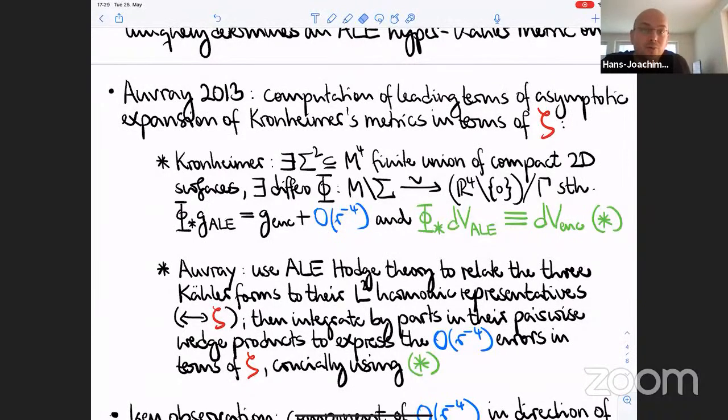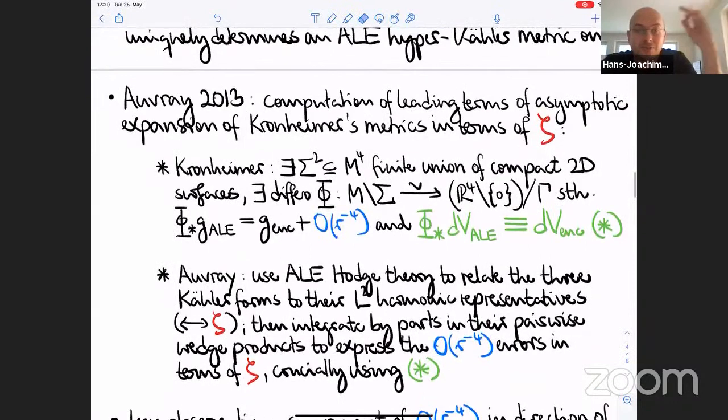And basically what you do is, you have a hyperkähler structure, so you have three parallel Kähler forms, and then you can use Hodge theory on ALE spaces, as in Dominic's book, to write them in terms of harmonic representatives, L2 harmonic representatives, which are directly related to these cohomology classes in compactly supported cohomology. So that's your direct connection with the period point.